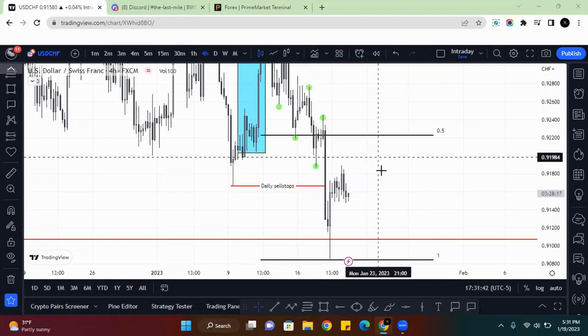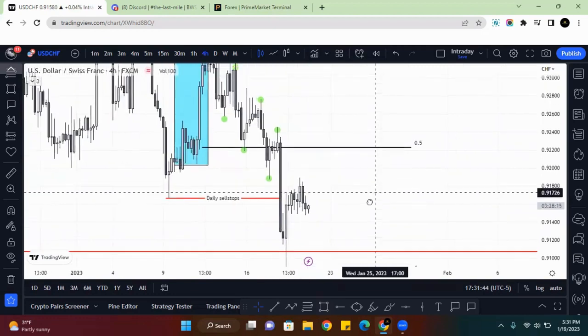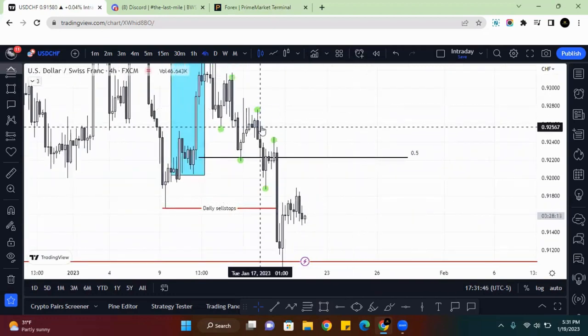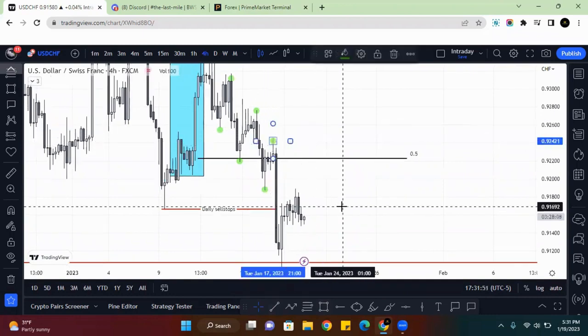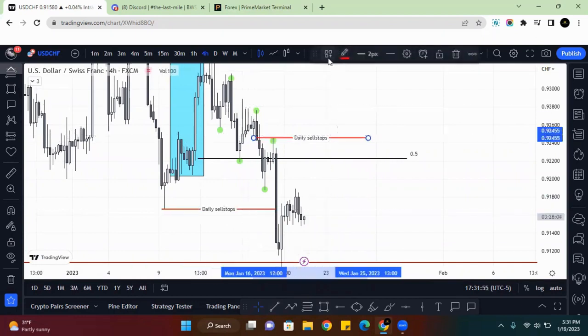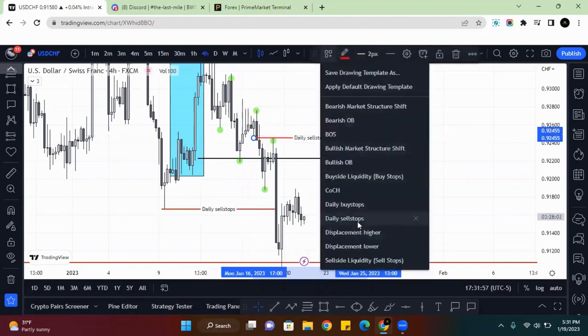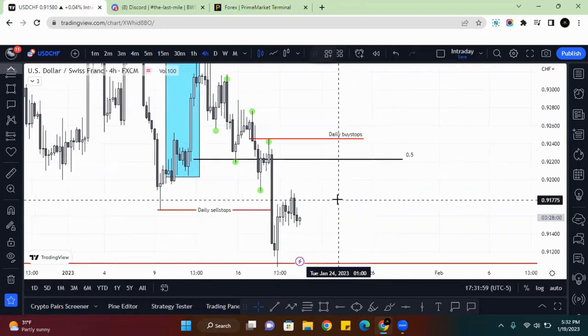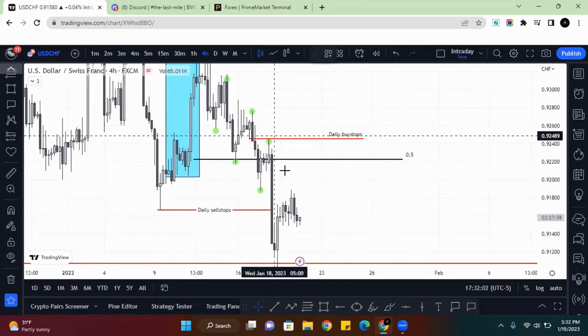So the next thing that literally has to happen is some type of buy side take, and a buy side take is going to trade above some type of high. This is that high I was referring to. Boom. Change this and duplicate it, and then you have daily buy stops right there. There's liquidity resting above the swing high.